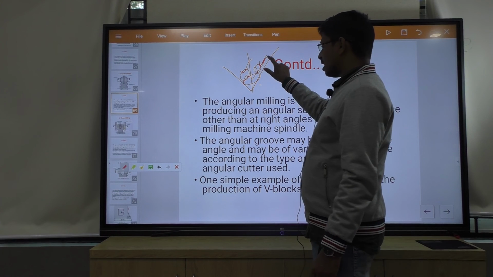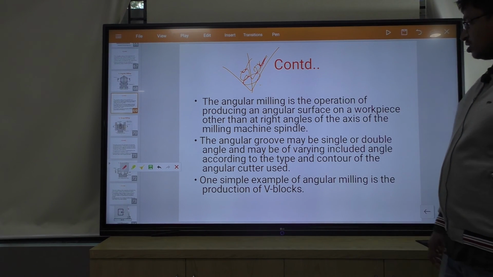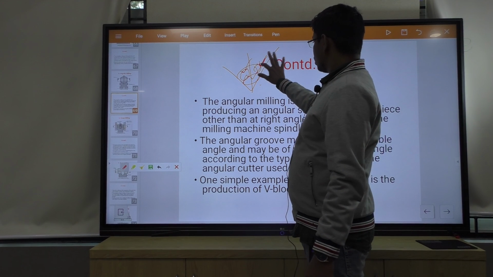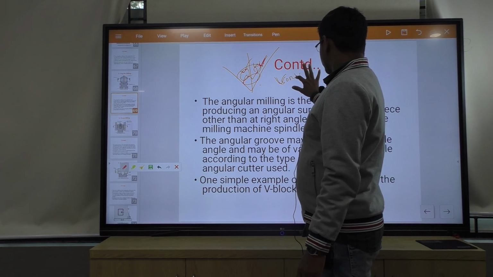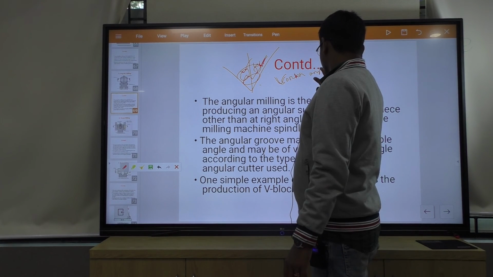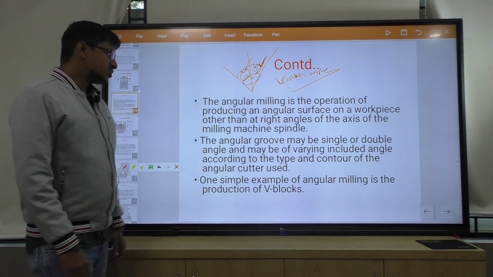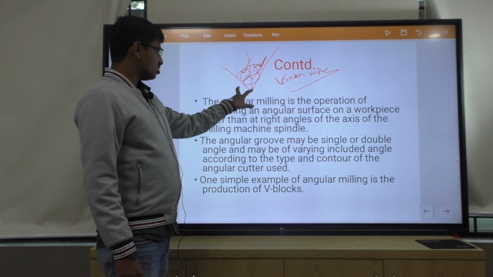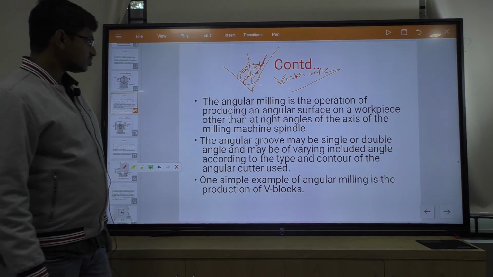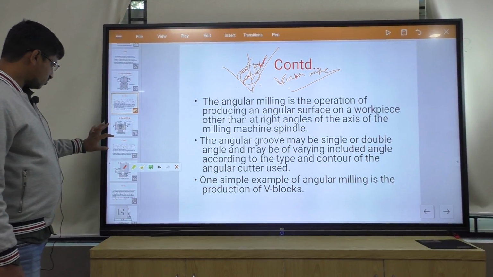This is the included angle. This included angle can be varied to produce different angular surfaces. If we vary these included angles, then we can produce different types of angular surfaces.